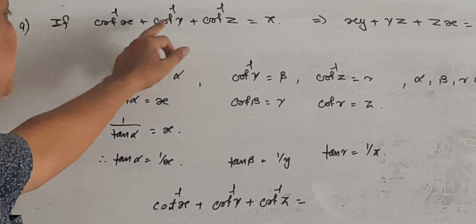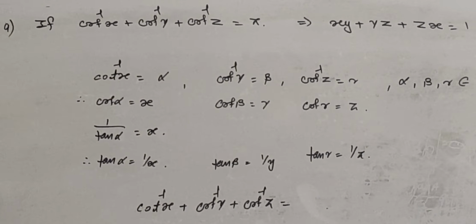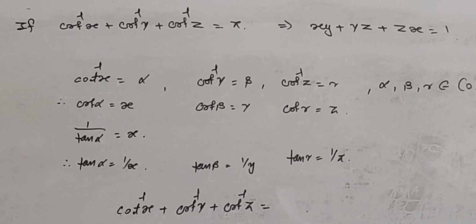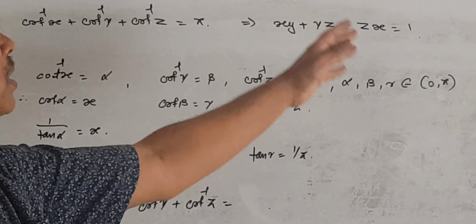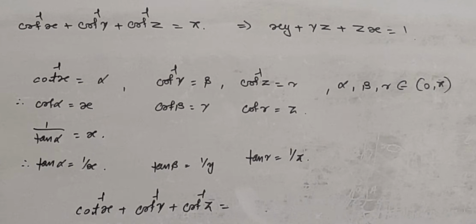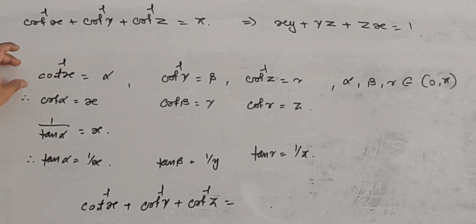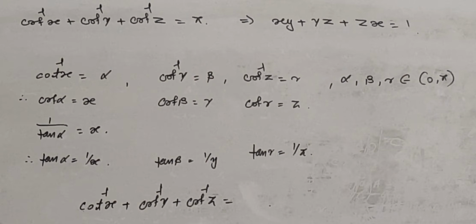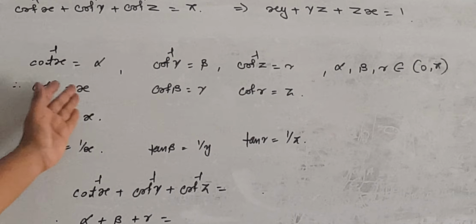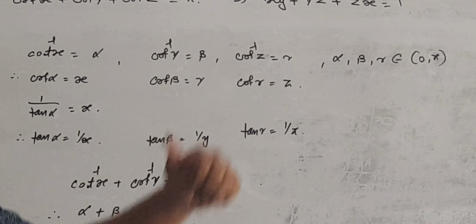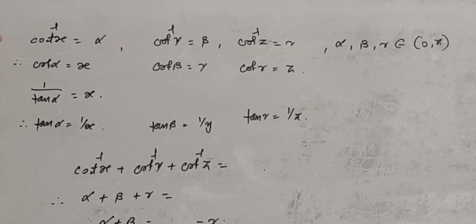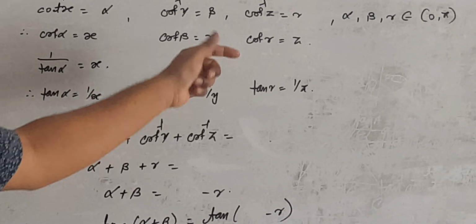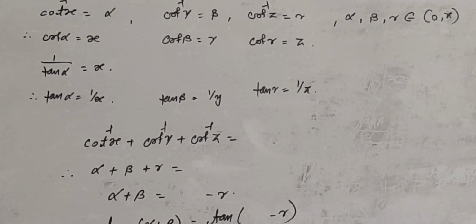See here, the next sum is quite similar. If cot inverse x plus cot inverse y plus cot inverse z is pi, last time that was pi by 2, this time it is pi, then prove that xy plus yz plus zx is 1. We move on in a similar way. Cot inverse x is alpha, likewise beta and gamma. So cot alpha is x, cot beta is y, and cot gamma is z. Converting to tan, tan alpha becomes 1 upon x, tan beta is 1 upon y, and tan gamma is 1 upon z.